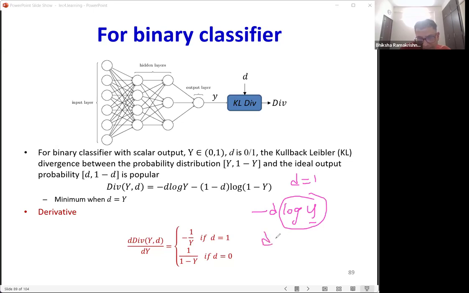But if d is 1 and y is 0, what is log of y? What is log of 0? Minus infinity, correct? And so I put a minus over here and this becomes plus infinity. So you can see how this satisfies our requirement. When both are the same, this is 0. When the network is absolutely certain of the wrong thing, it's infinite. Make sense?